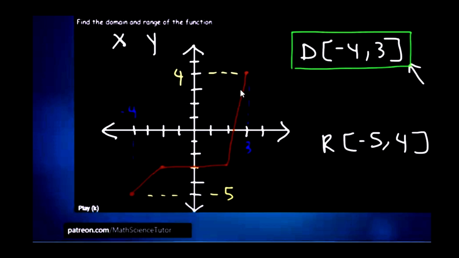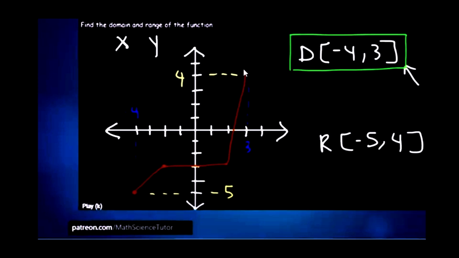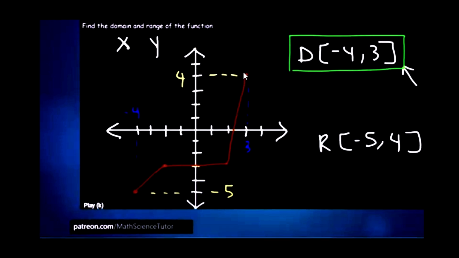Because it's a closed circle, we're going to represent -4 with a square bracket. Then if you follow your graph along the x-axis to find its highest point, which is right here, you can see that it corresponds with the value 3 on the x-axis. And so we know that +3 will be included in the domain of our graph because it's represented with a closed circle. So again, the domain is the behavior of your graph along your x-axis.